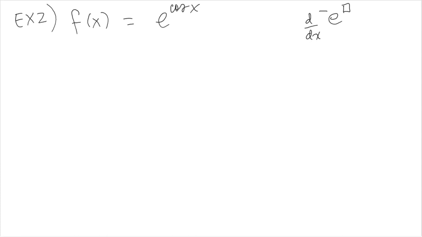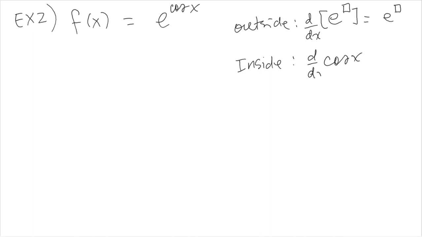Say f of x is equal to e to the cosine x. Okay, so we see that there is an e to some power, that's the outside function, and the derivative of e to some power is itself. Okay, and then the inside function is cosine of x. And the derivative of cosine of x is negative sine x.